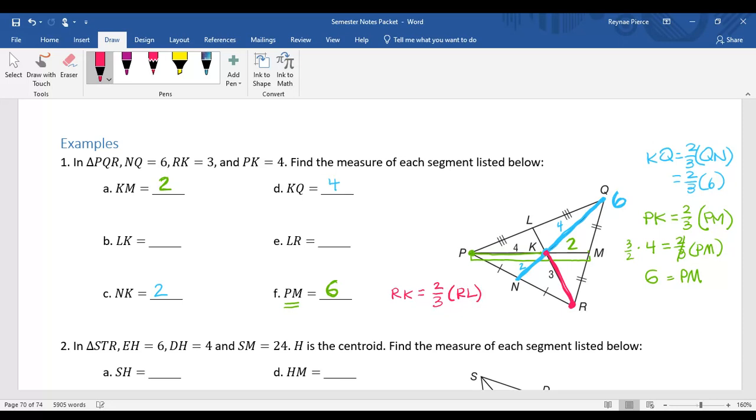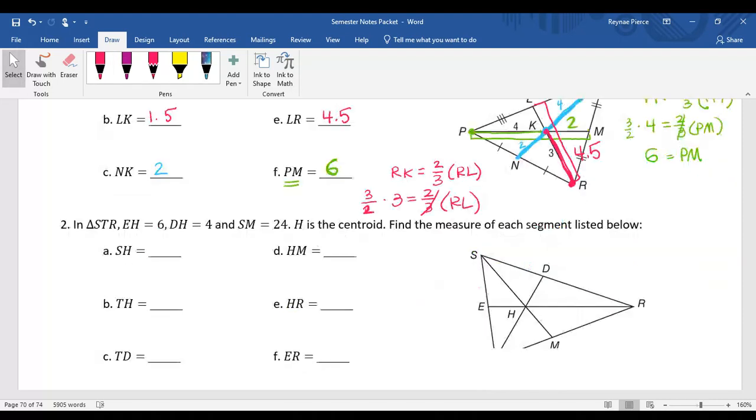Okay, so if we know that R to K is 3, and 3 is 2/3 of something, okay, multiply by 3/2 gets us that L to R is 4.5. Okay, and if this whole line segment from L to R is 4.5, all right, K to L then, there's just 1.5 units left.